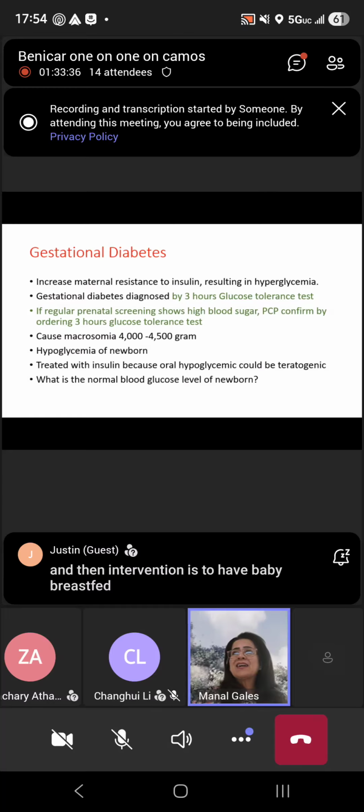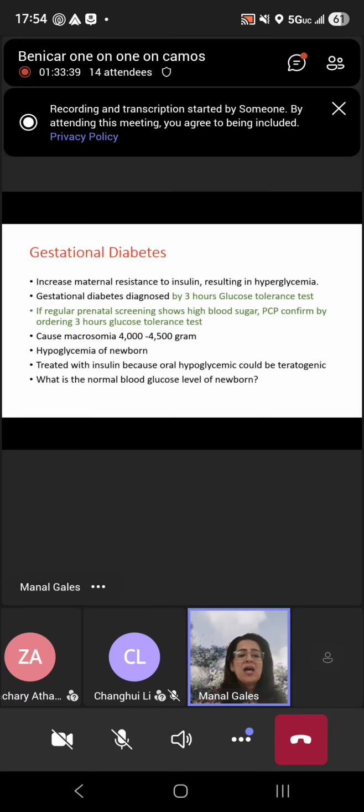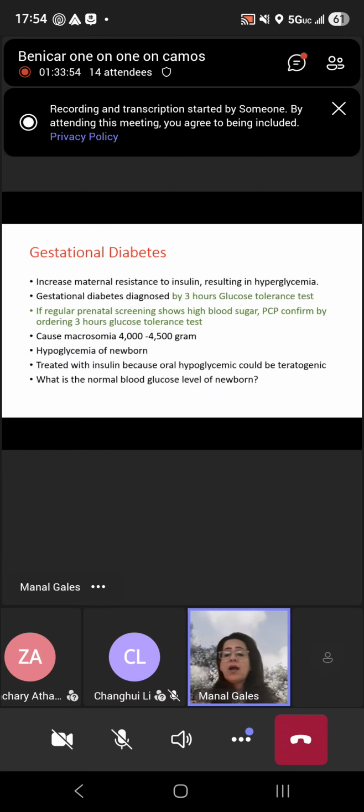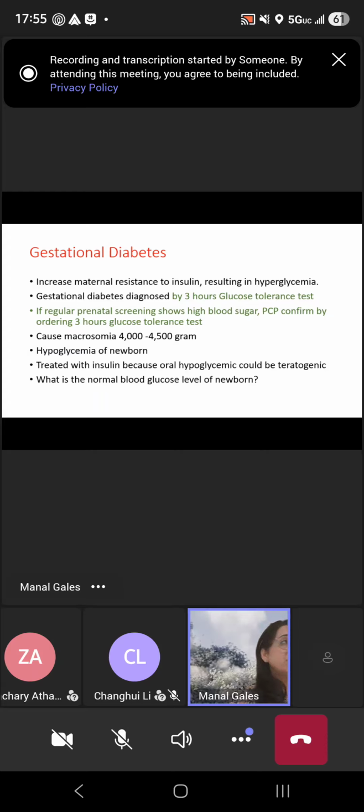Thank you. Okay. What is the normal blood glucose level in the newborn? Yes, 30 to 60 is okay. And then the first intervention is to have the baby breastfeed, because the blood sugar could be low. Good job, Justin. Start the breastfeeding right away, so hypoglycemia will not be an issue, and keep checking the baby's blood sugar.